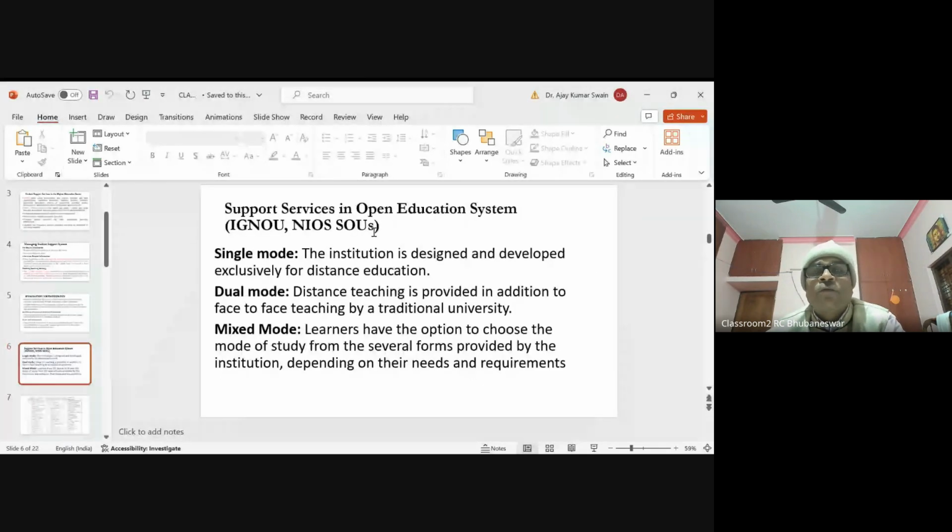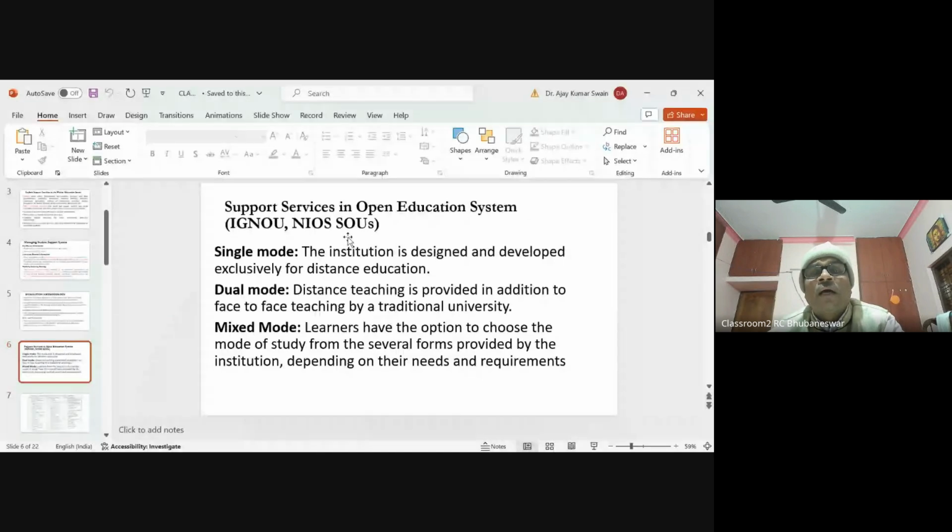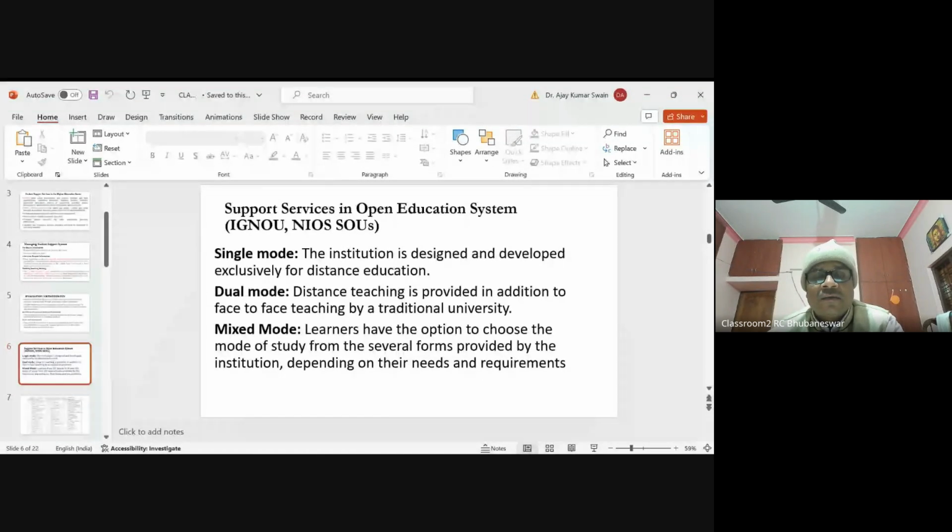Support service in the open education system: IGNOU, NIOS, and state open universities. These are all different organizations offering open education to learners, and they offer it in three ways, known as single mode, dual mode, and mixed mode.